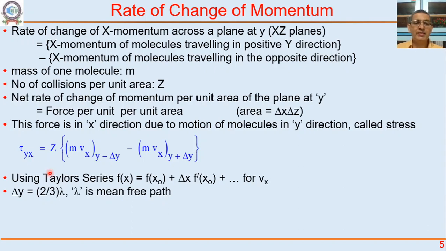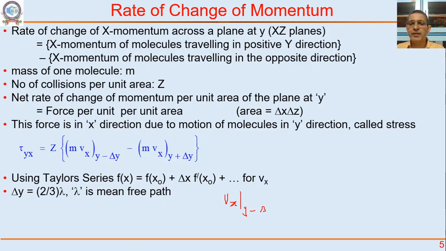Now you've seen Taylor series. Taylor series is f of x equal to f of x naught plus delta x times f dash x naught plus delta x square by 2 factorial times the second derivative of f at x naught, and so on. We are going to write this Taylor series now for vx at y minus delta y. So just let me write for one case, vx at y minus delta y.